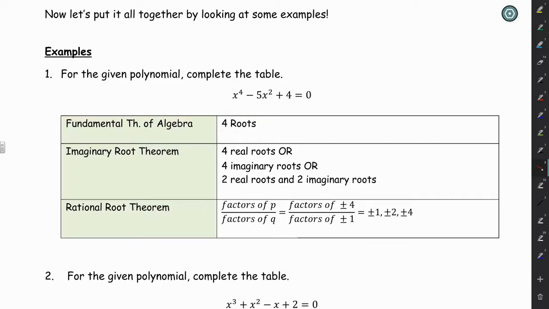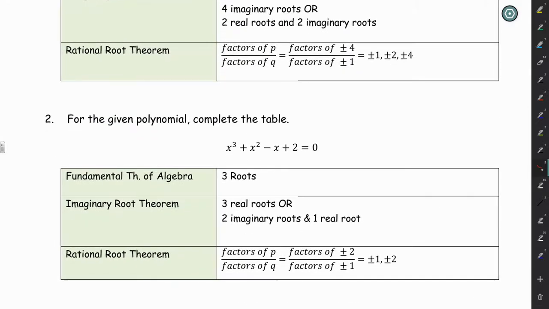Now, what could be the combinations of roots we could have? We could either have 4 real roots, we could have 4 imaginary roots, or we could have 2 real and 2 imaginary. We don't know until we start working through the problem. Now, the rational root theorem for this: factors of 4 divided by factors of 1. So this is going to be our starting point, and we would go from there.